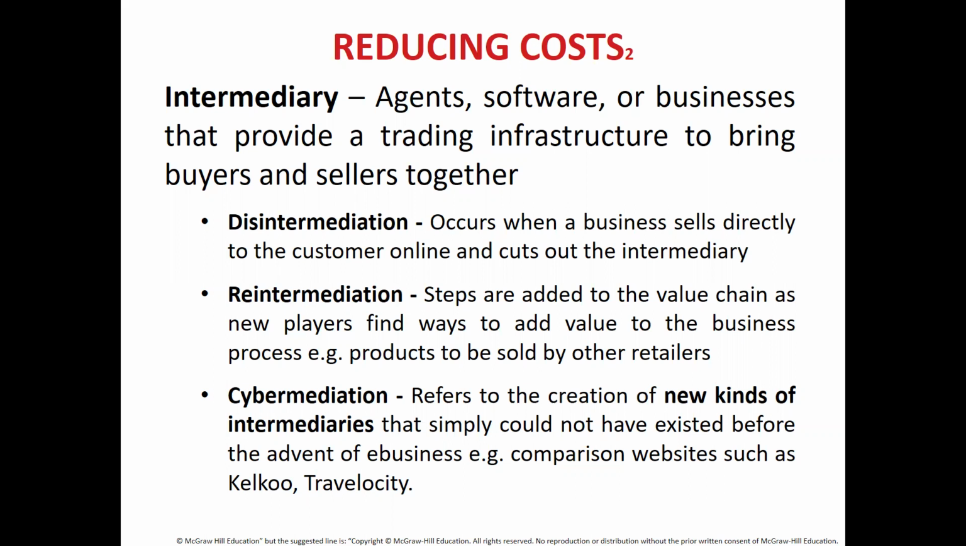Now disintermediation occurs when a business sells directly to the customer online and cuts out the intermediary. Disintermediation is when businesses will sell products directly to the customers, and there's no use of a trading platform. For example, not selling the product through eBay. What business would do is generally sell the product directly to the customers. They have their own website and they will sell the product through that.